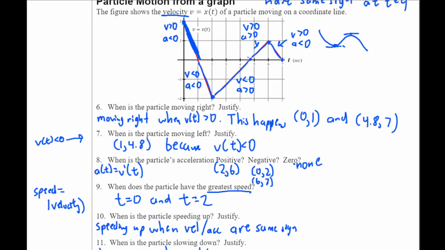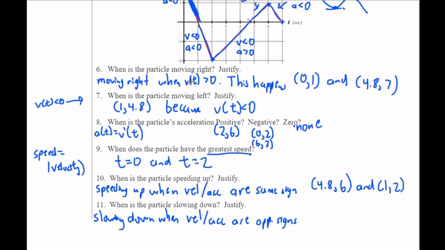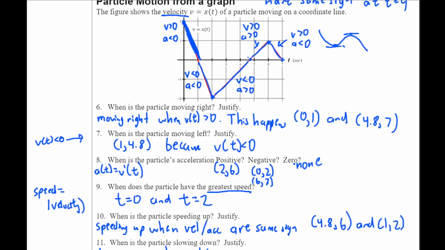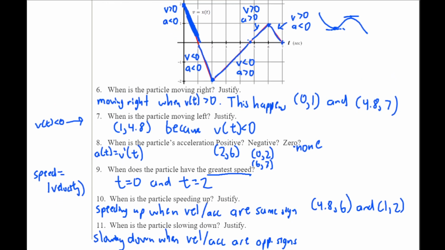So when's the particle speeding up? That's when they're the same signs, and that happens from only two places here. 4.8 to 6, and then also from 1 to 2. Let's see here, scroll down a bit.